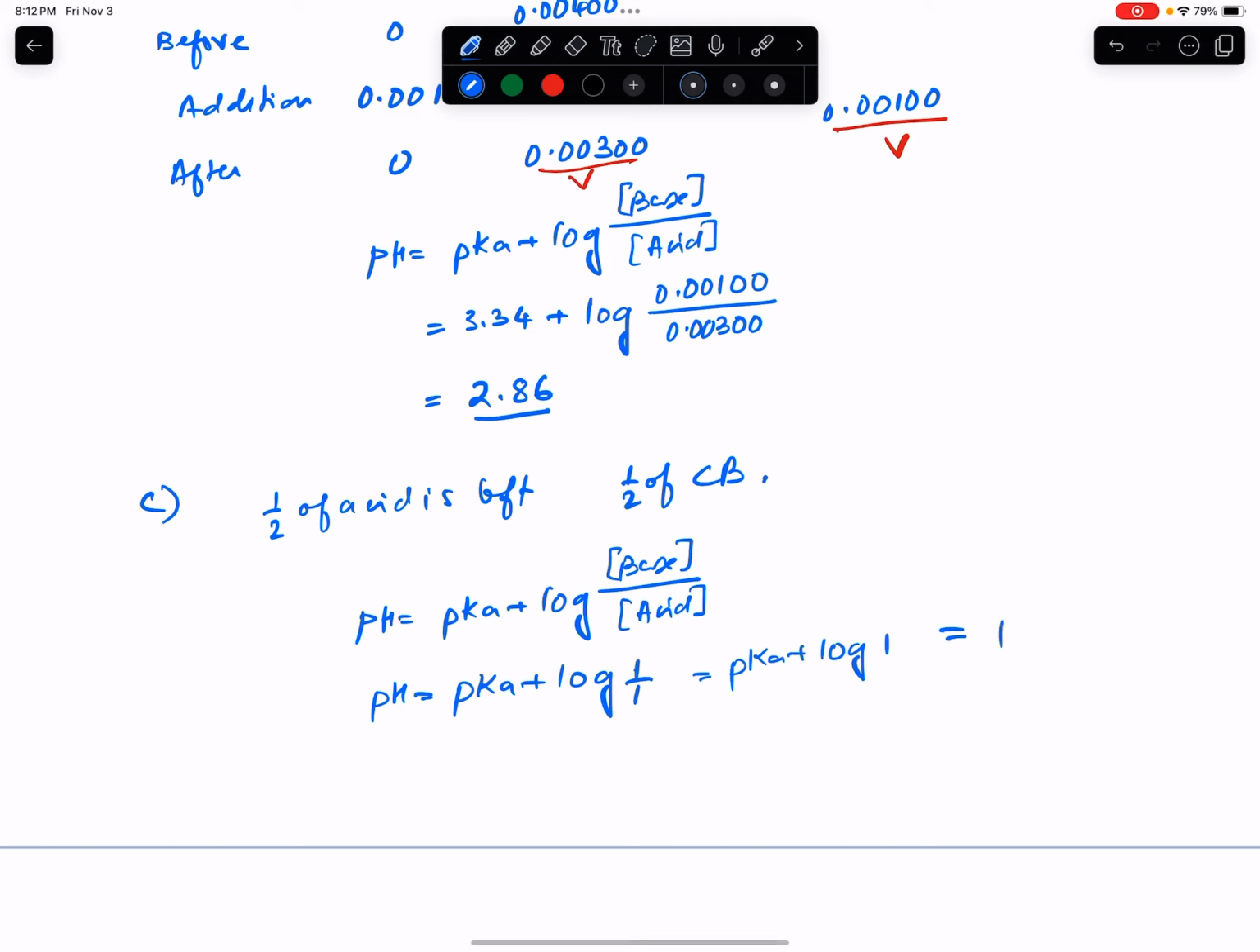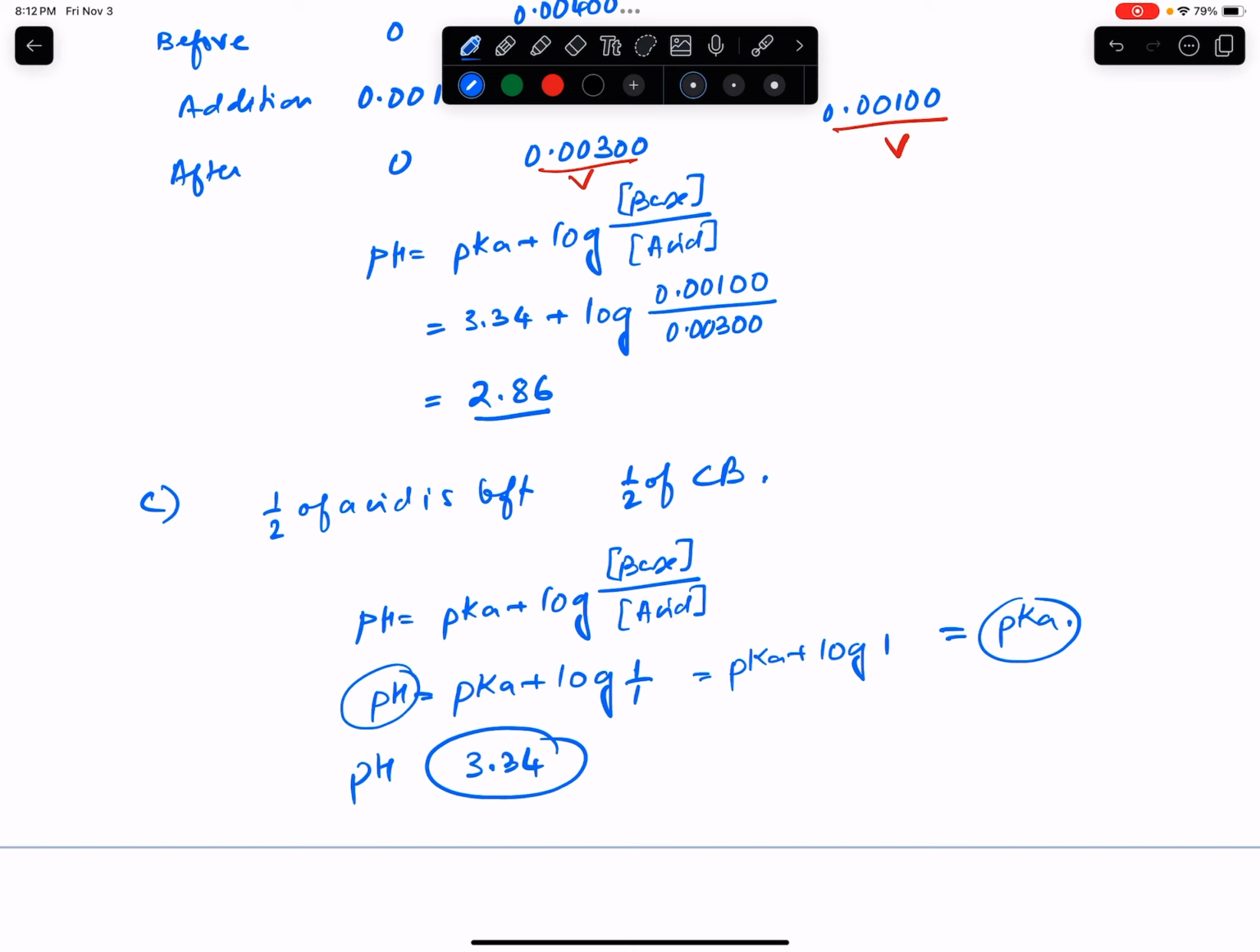which is pKa plus log of 1, and log of 1 is 0. So the pH is equal to the pKa. So for part C, the pH is equal to 3.34, same as the pKa. And this is true for any buffer. At half equivalence point, the pH is always equal to the pKa.